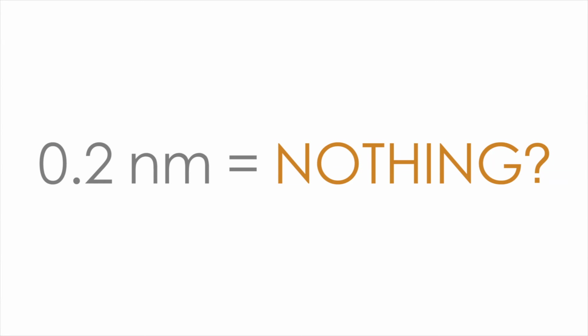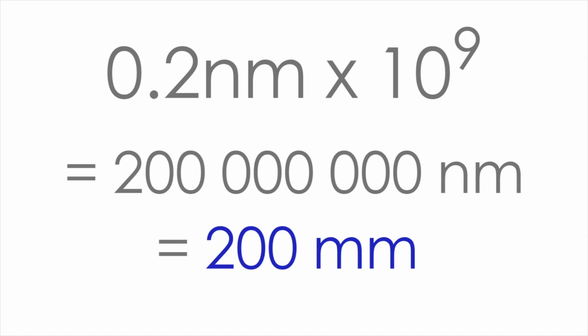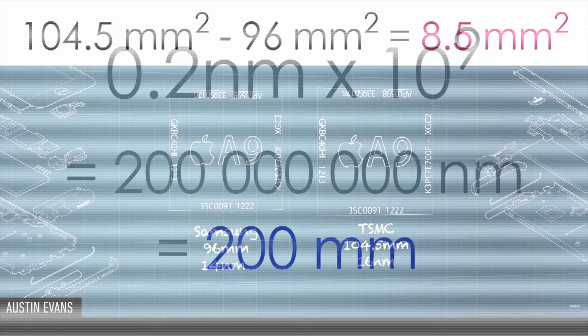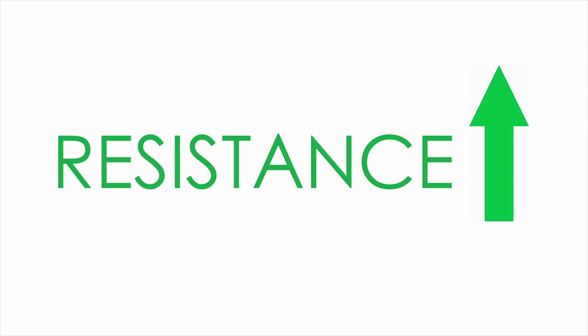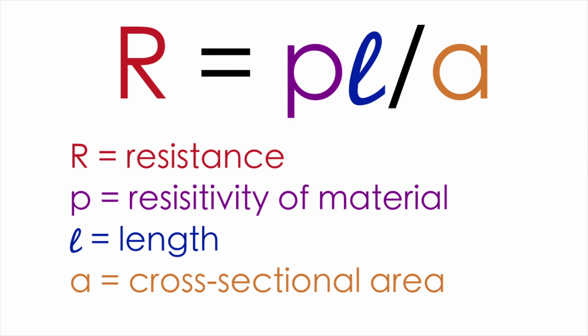And that 2 nanometer difference may not sound like much, but it adds up through those 1 billion transistors to such a big difference that the Samsung CPU is a full 8.5 millimeters squared smaller than the TSMC version. The problem with using a smaller construction is that the resistance is higher. It's just like in a wire. If the wire is thin, then the resistance is high. Just like how if the transistor is tiny, the resistance is high.